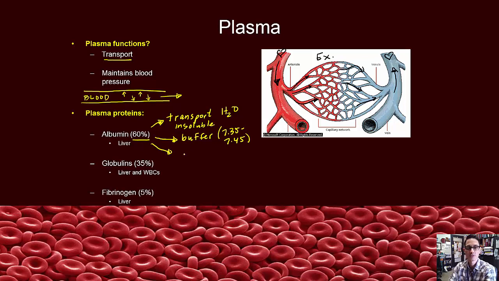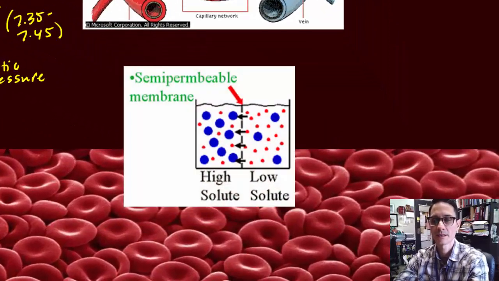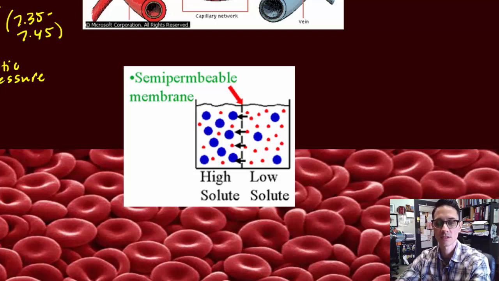Finally, what albumin is going to do is maintain something called osmotic pressure in a vessel. So what does that mean exactly? What I want to do is take you back to Bio 103 and remind you of the way that fluid will move if we separate an area where we have a high solute concentration from an area where we have a low solute concentration.